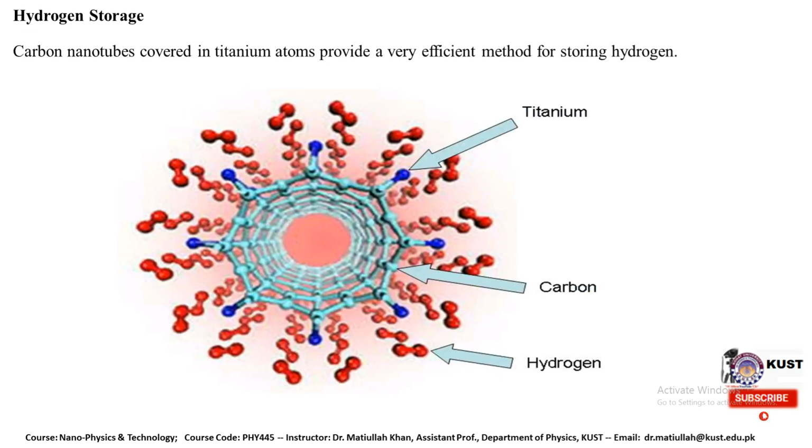Carbon nanotubes are also utilized in hydrogen storage. We can use carbon nanotubes made from different materials, especially carbon nanotubes covered in titanium atoms, which provide a very efficient method for storing hydrogen. So the hydrogen that is created in water splitting or some other process could be stored. So carbon nanotubes could be used to store the hydrogen as well. That is why it is widely used in this type of application.